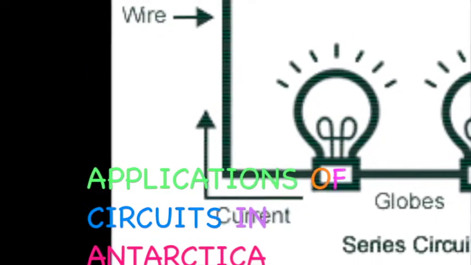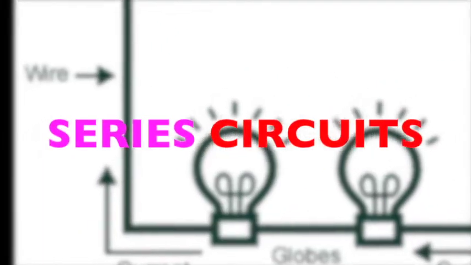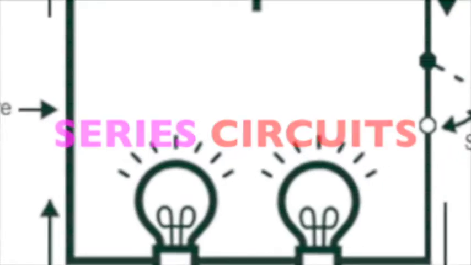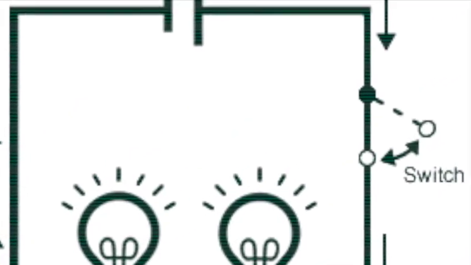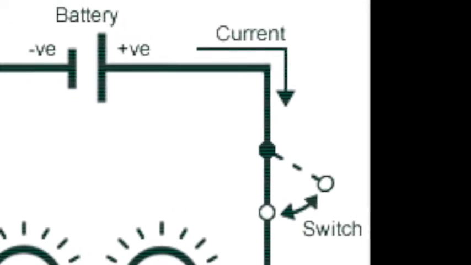Okay. Series circuits in Antarctica are more applicable to handheld electronic devices, in other words, portable electronics with a rechargeable battery. They are more useful for field operations than for use in the base camp.